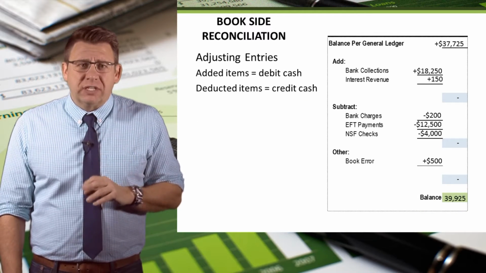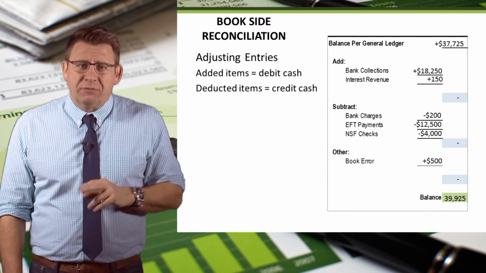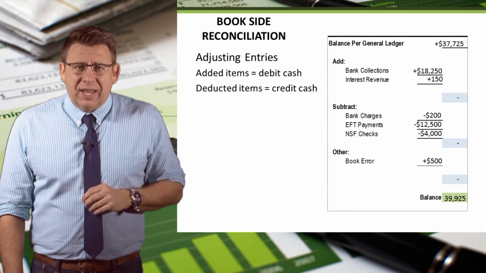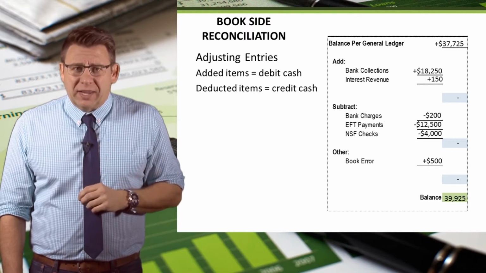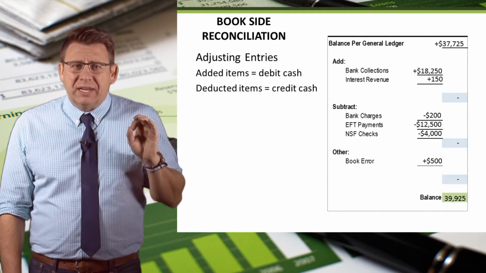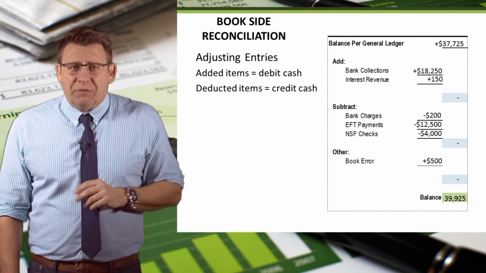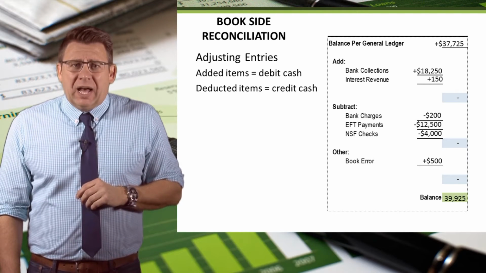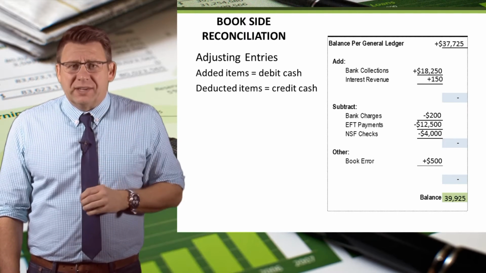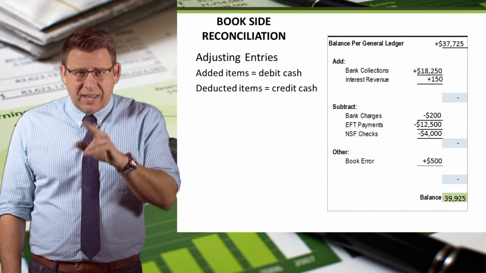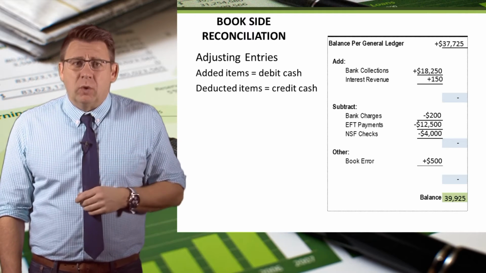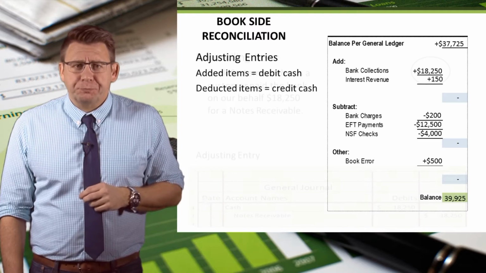Cash adjusting entries aren't too difficult to figure out if you remember the following. Items that are added in the reconciliation process mean a debit to cash and a credit to whatever account the item relates to. Items that are deducted in the reconciliation mean a credit to cash and the debit to, again, whatever the item relates to.